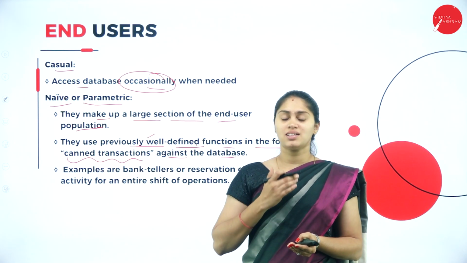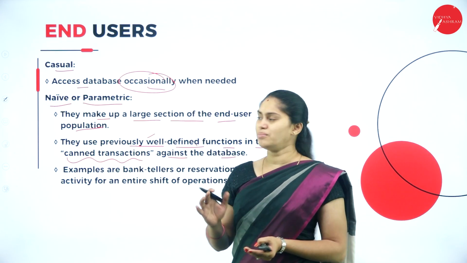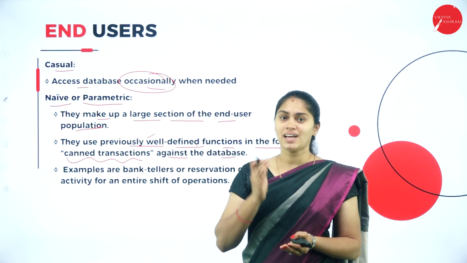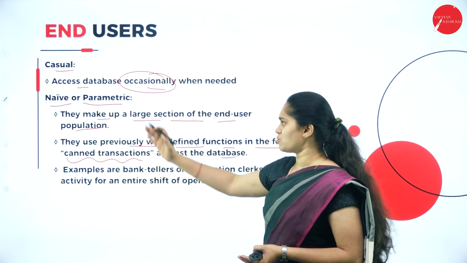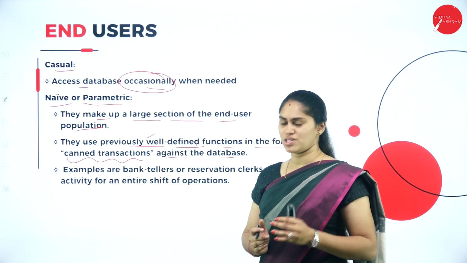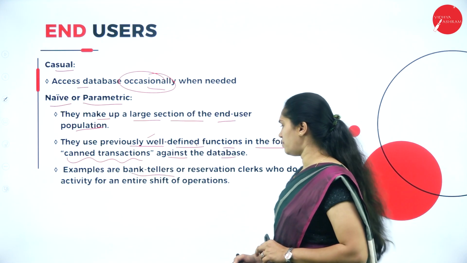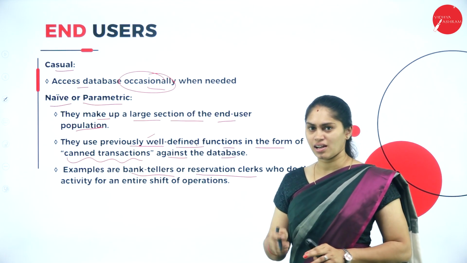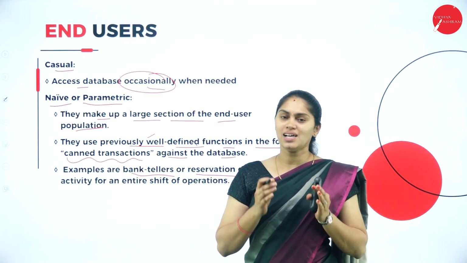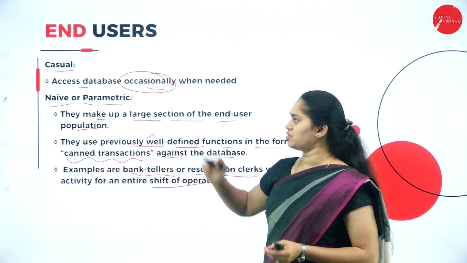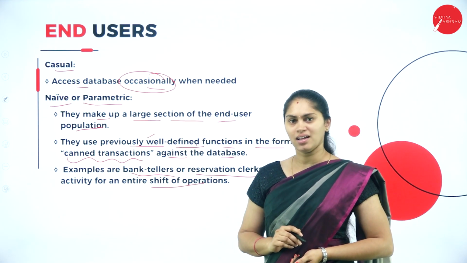If I am using a reservation system, then I can be called a casual end user. But those who operate that reservation system will be considered naive or parametric users. You can take the example of bank tellers or ATM machine operators, and a reservation clerk. They are all doing the same task with the same operation every day. So we call that kind of user a naive or parametric end user.